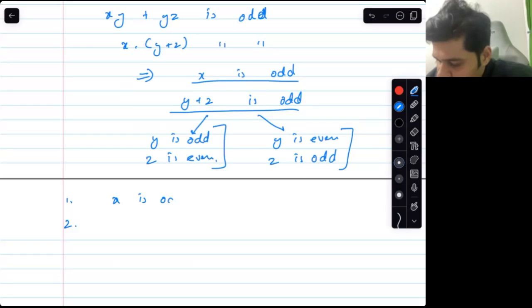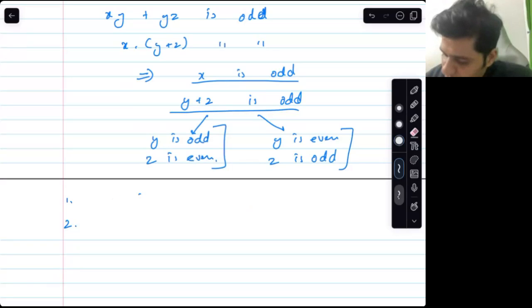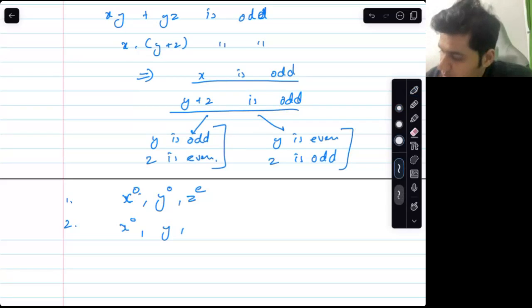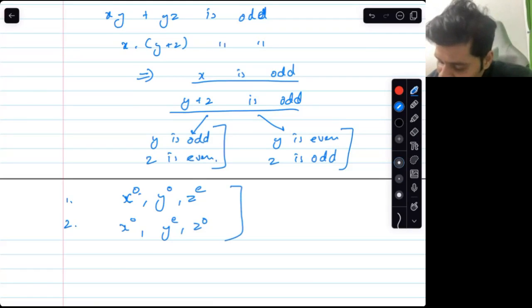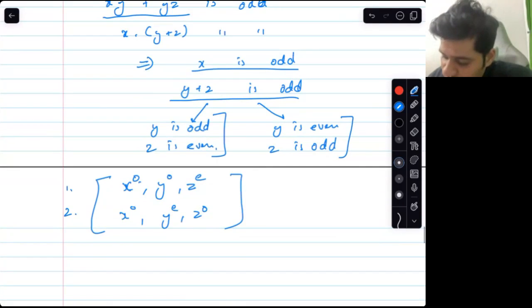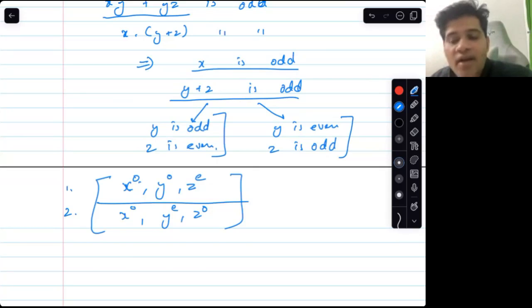X is odd, y odd. So my two situations are these: x odd, y odd, z even, or x odd, y even and z odd. Do you guys agree that if xy plus yz is odd, it implies one of these two things: x and y are odd, z is even, or x and z are odd, y is even? Okay?